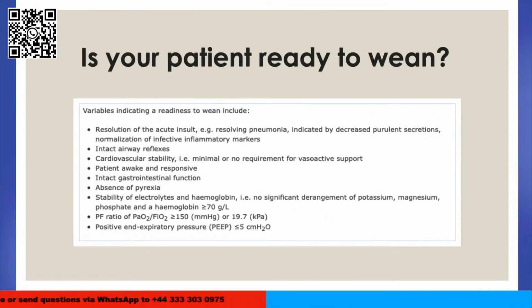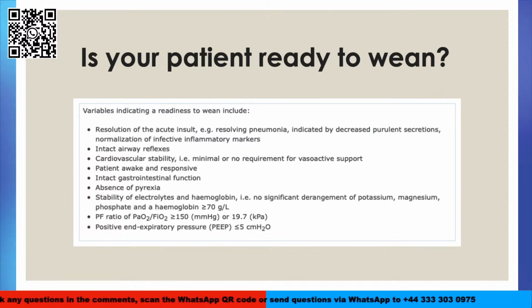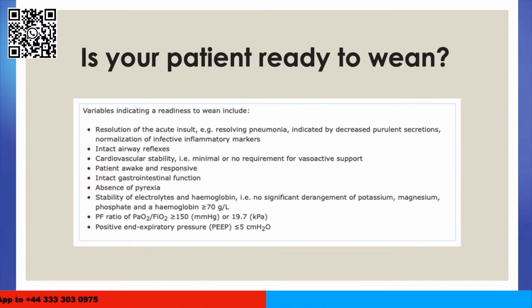So this is just another summary that is from one of the articles in the British Journal of Anaesthesia Educational Supplement, which is worth having a look at. This, again, it's a little bit like the similar slide, but looks at variables which will indicate whether your patient is ready to wean or not. So again, has the reason for intubation resolved? Do they have intact airway reflexes? Are they cardiovascularly stable? Are they awake and responsive? What's their GI function like? Have they got any other issues such as pyrexia? And as well as electrolytes, have you thought about their haemoglobin?